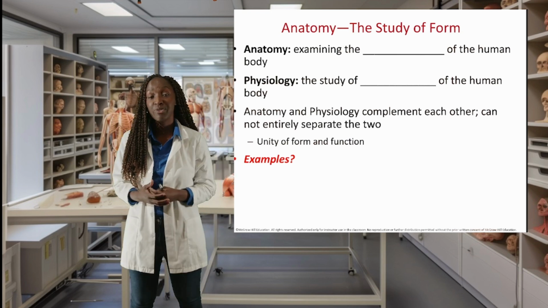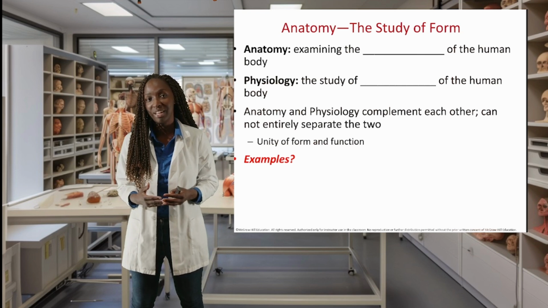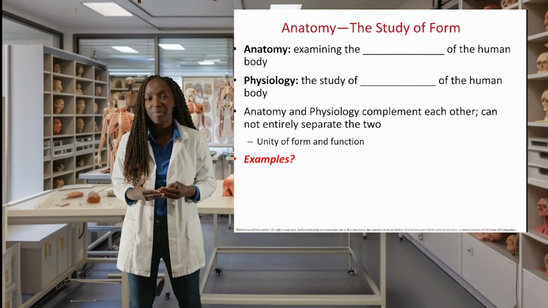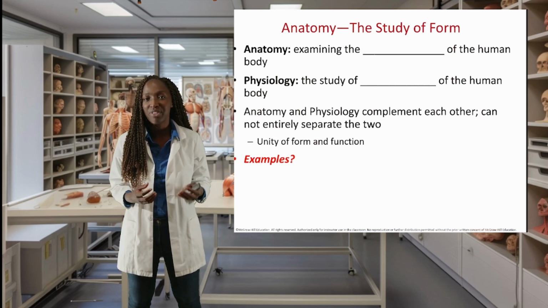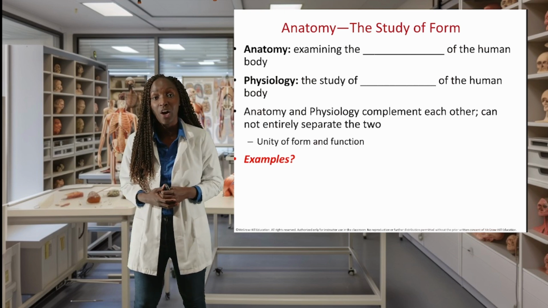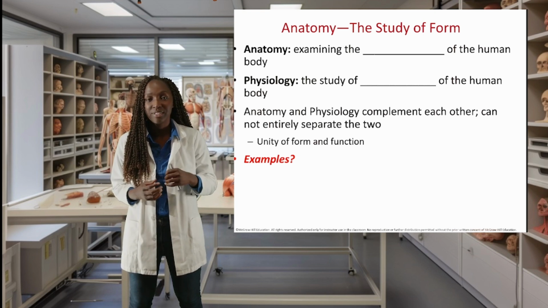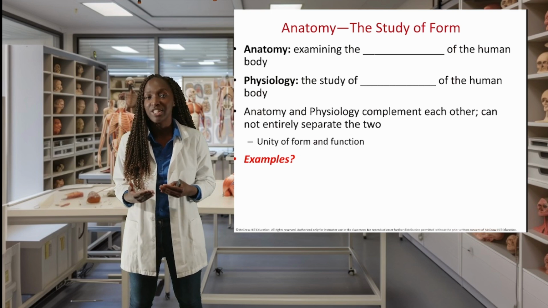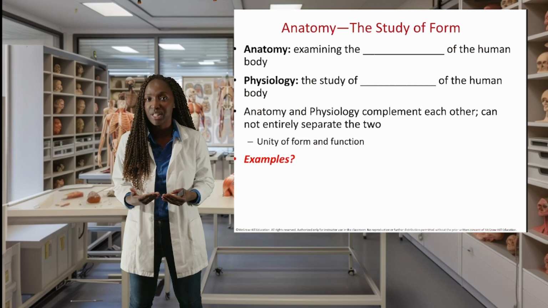Let's start with the difference between anatomy and physiology. Anatomy is examining the structure of the human body. Physiology is the study of its function. Anatomy and physiology complement each other, and they can't be entirely separated. There is unity between form and function. If we look at the anatomy of the heart, we're looking at the vessels and the muscles, all of the structures in the heart, like the aorta. However, if we want to look at the physiology, we could look at something like an ECG, looking at the rhythms of the heart, how it functions. Those are the differences between those two.